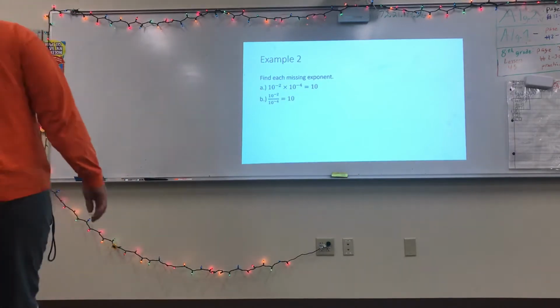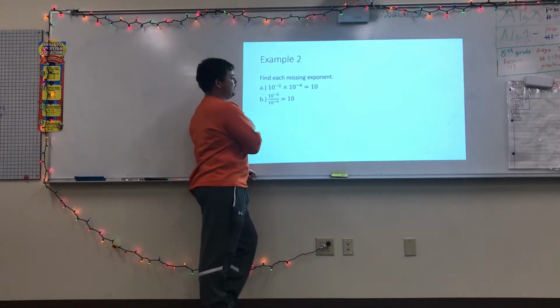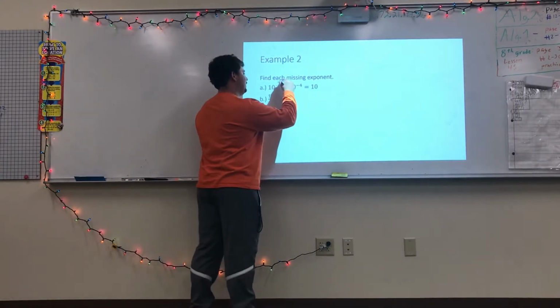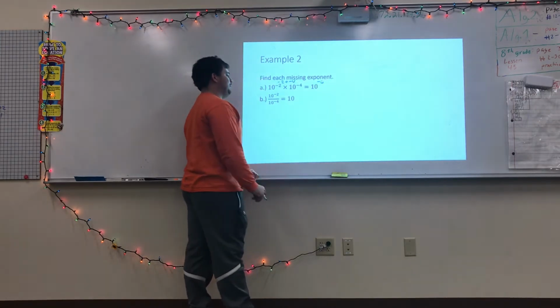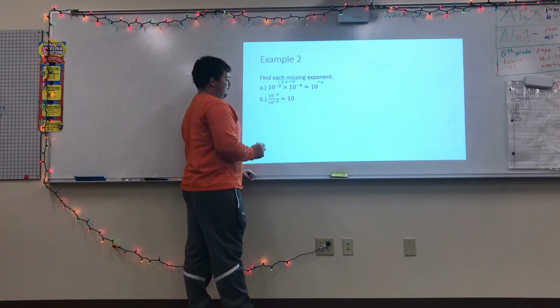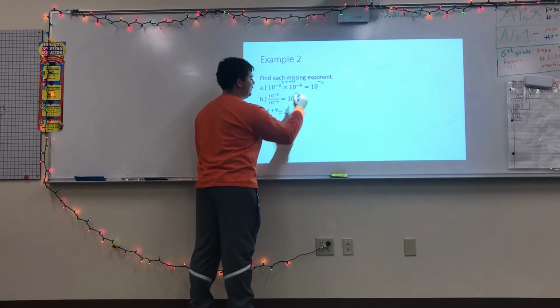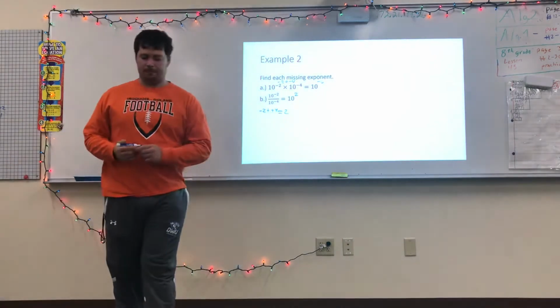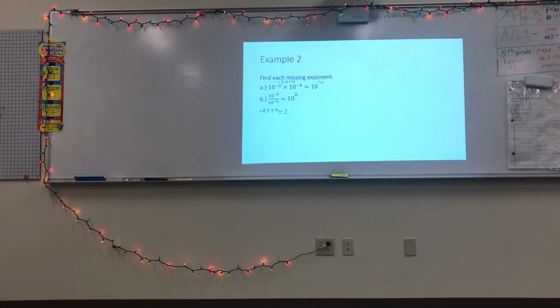Alright, find each missing exponent. On these, we're multiplying, so we add. What do we get when we take -2 plus -4? Should be a -6, so we have 10 to the -6. Here we are dividing, so we should subtract. We're going to subtract -2 minus a -4. Add the opposite, and we end up with a +2. And there's another way to figure that out, but not for today. You guys aren't quite old enough for that experiment.